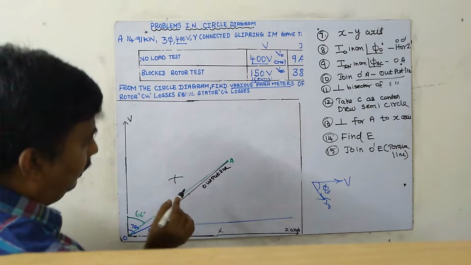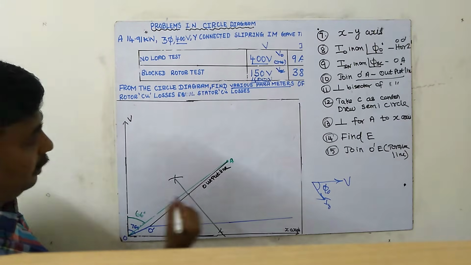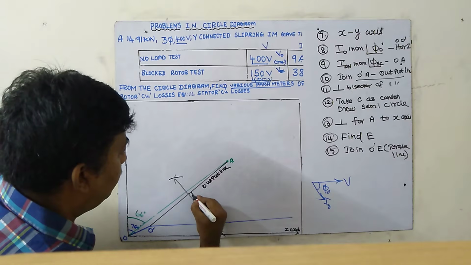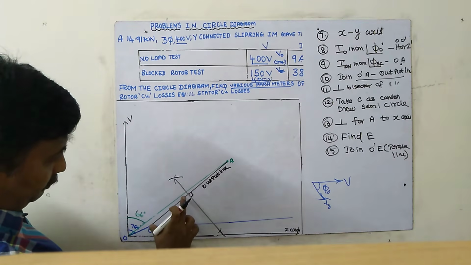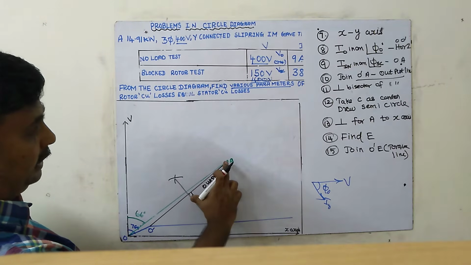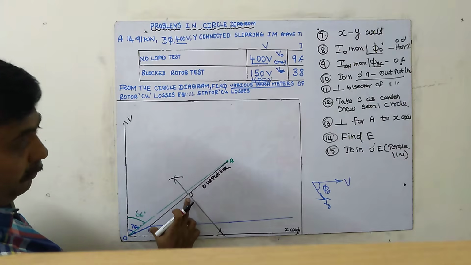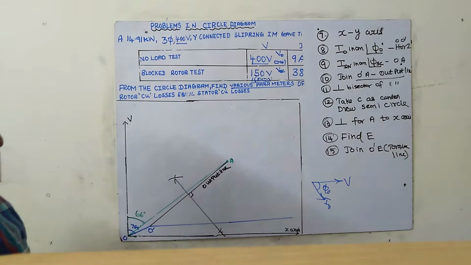Then I have to join these two points. This is called the perpendicular bisector, which gives half the value. Suppose this is 8 centimeter, then this will be 4 centimeter and this will be 4 centimeter, and this angle will be 90 degree. That is called the perpendicular bisector.